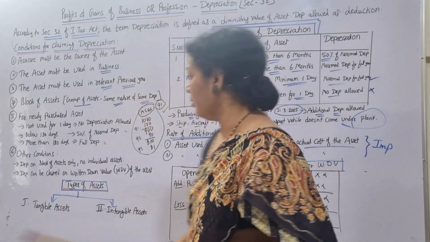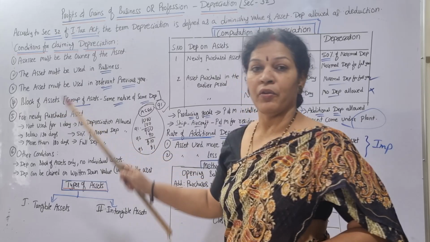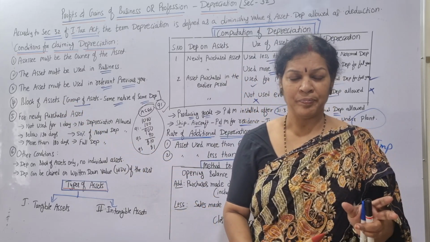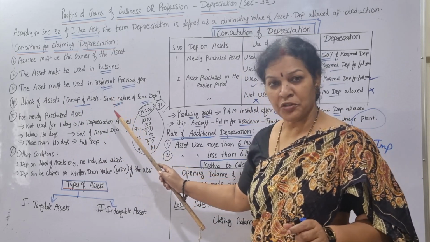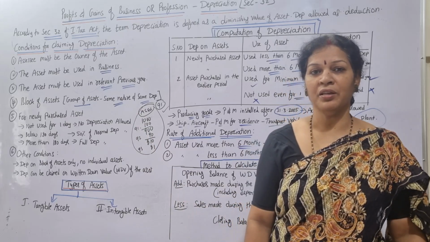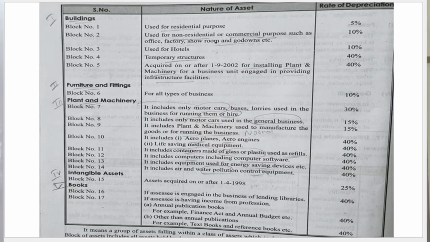Am I clear? Now let's focus on the block of assets. Block of assets means a group of assets which have the same nature and the same depreciation rate. That list is given on the desktop. You can just check it out. I'll just read it out.